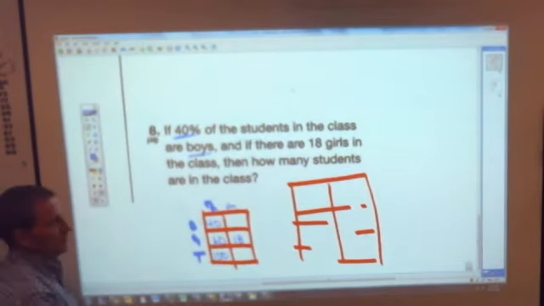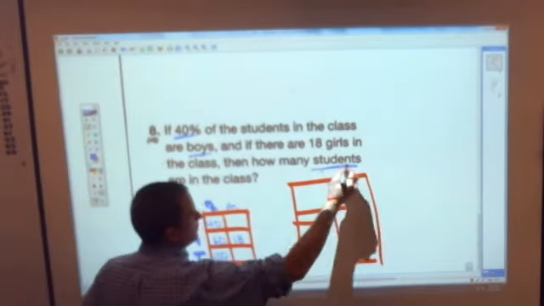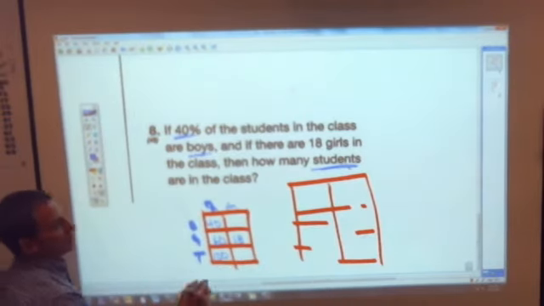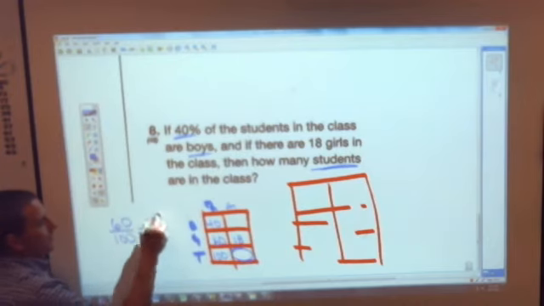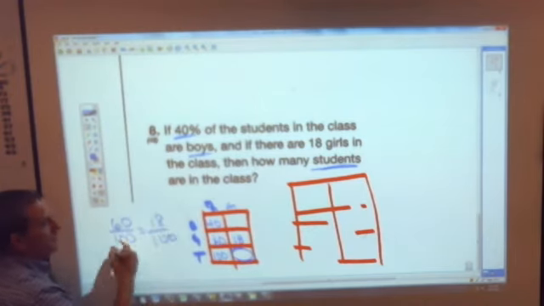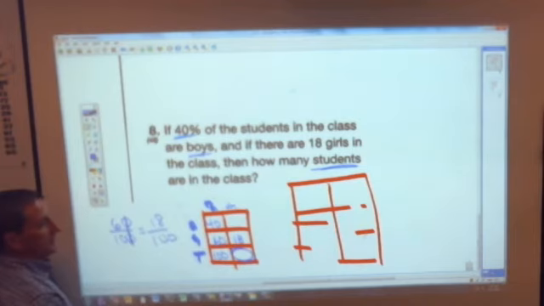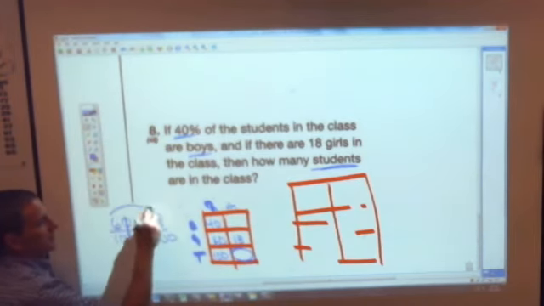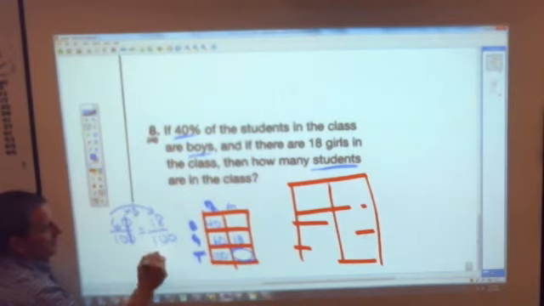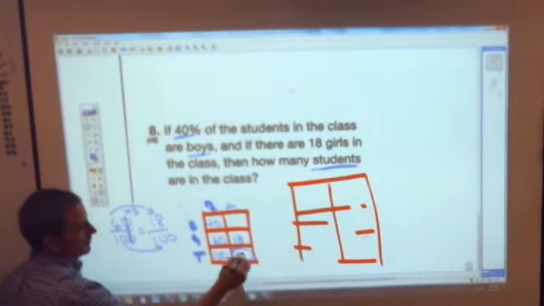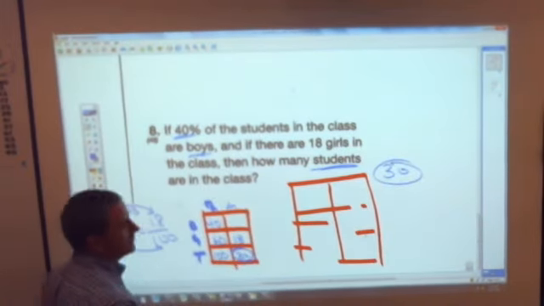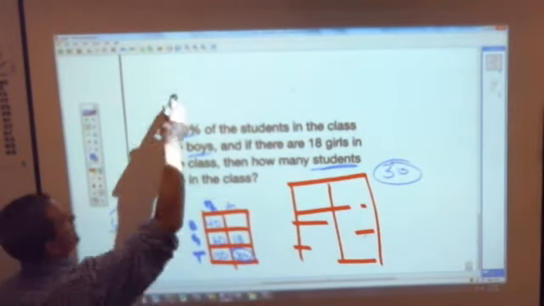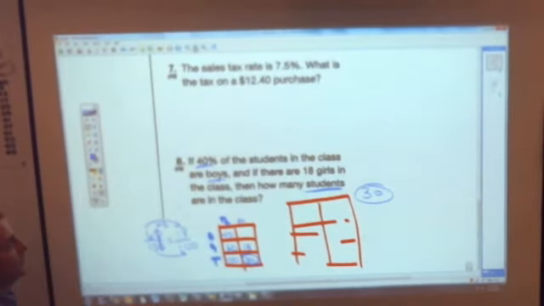Which one am I asked for? Total students. It doesn't ask me for boys. It says how many total students. That goes here. Easiest way to do this, off to the side, you're making equal fractions. Just know that you can reduce this. And now that it's 6/10, 6 times what is 18? 3. So 10 times 3 is 30. And 30 total students is what I'm going to write.